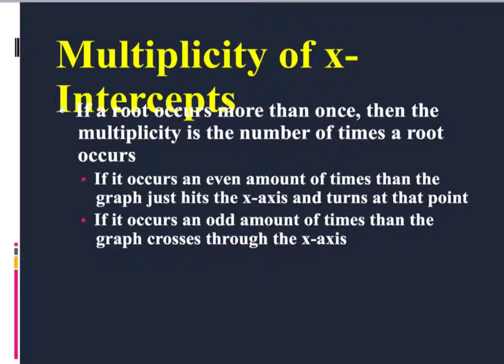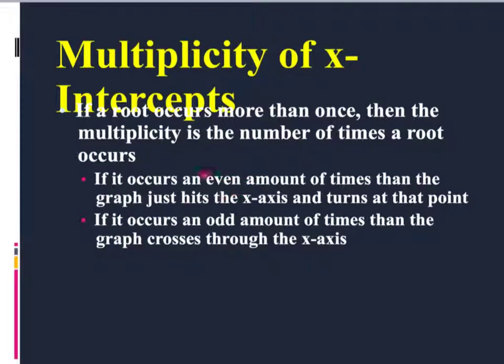So remember, root is synonymous with solutions, x-intercepts, zeros. If our solutions for the x-intercepts are occurring more than once, or even once, however many times that solution occurs, we're talking about its multiplicity. How many times does that root occur?